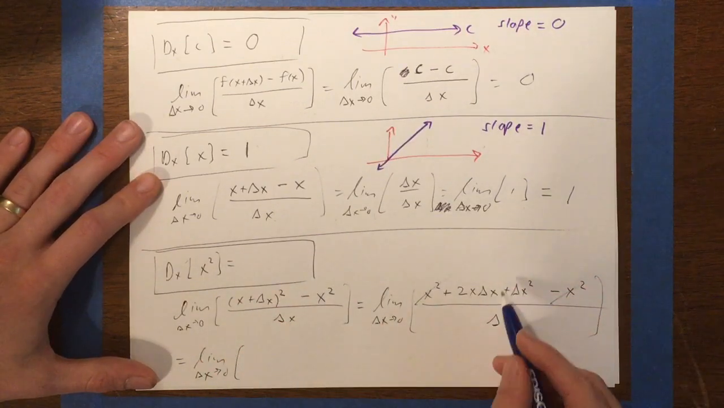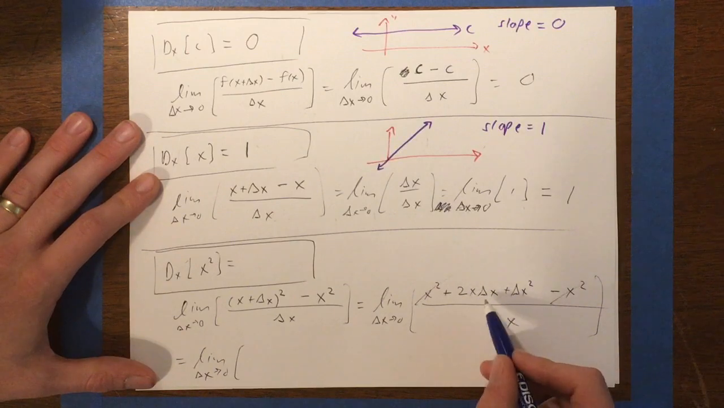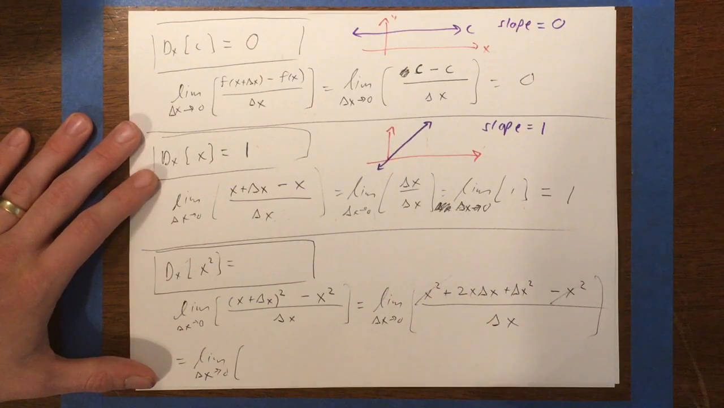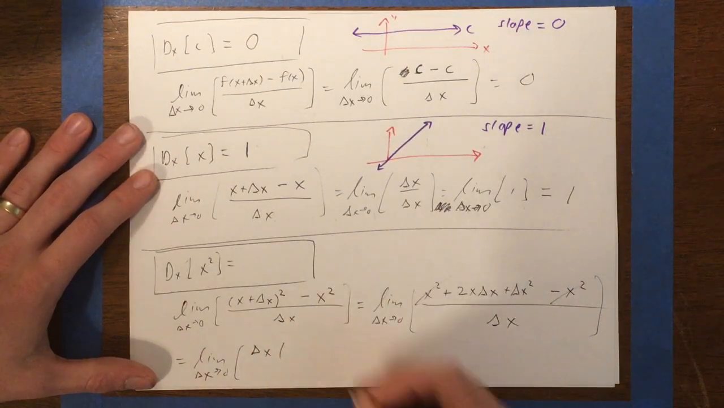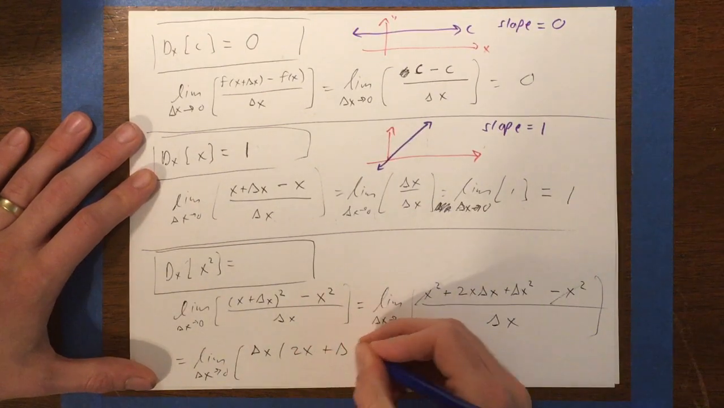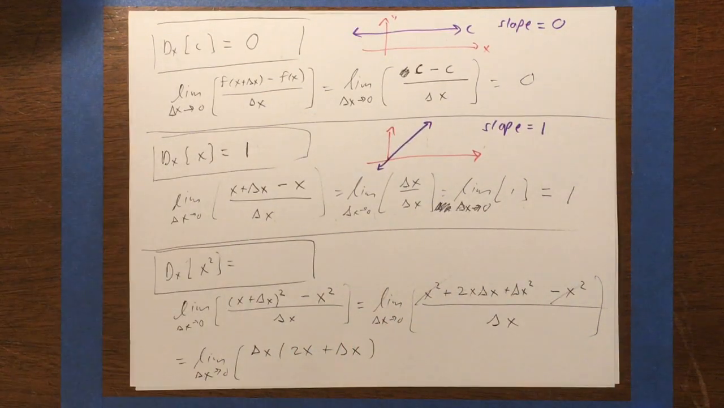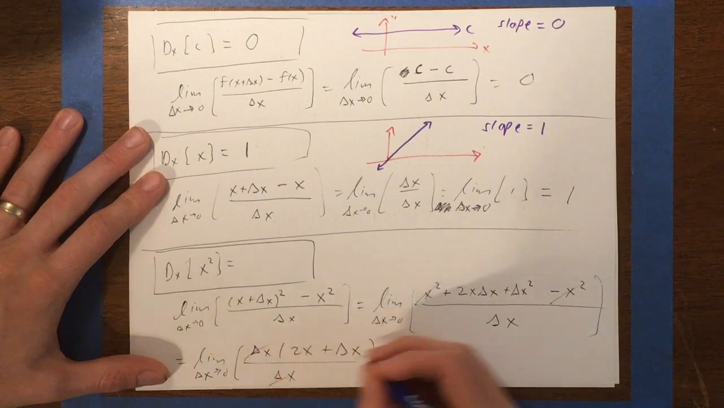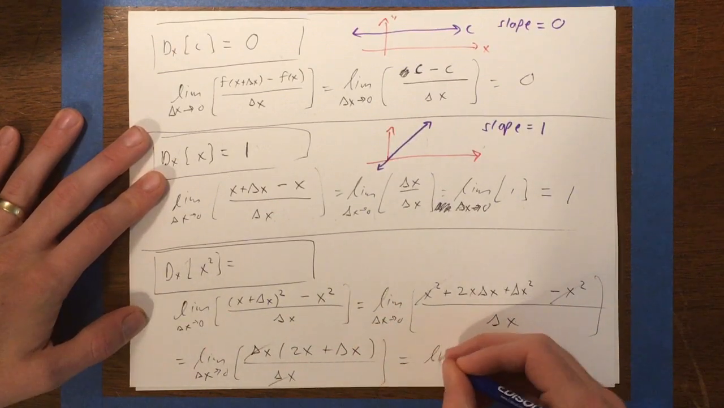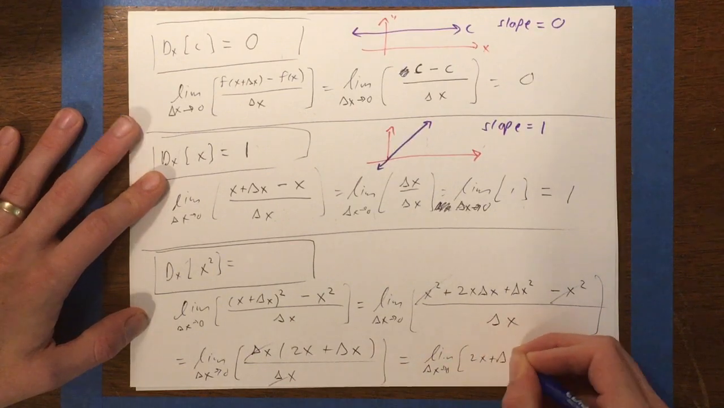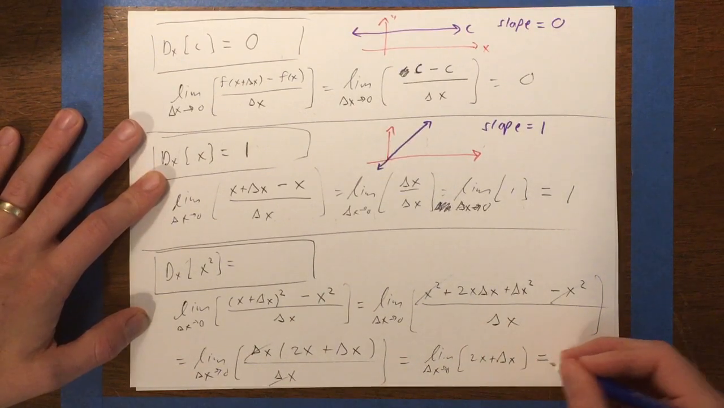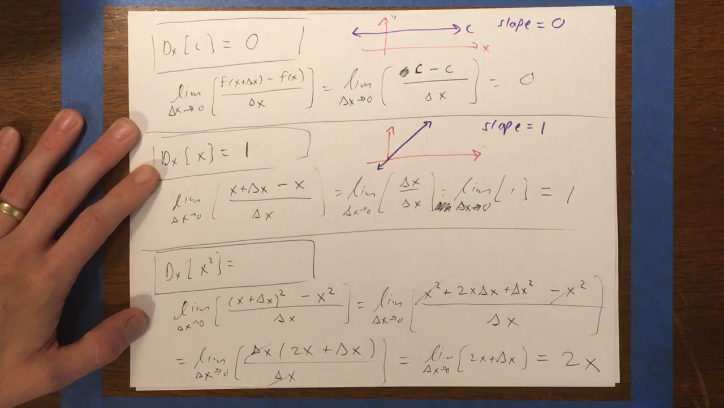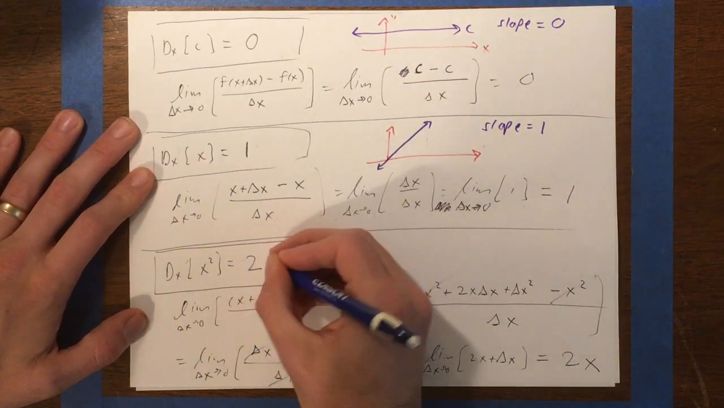And then for the remaining terms in the numerator, they all have at least one delta x factor, so we can factor that out, which leaves us, if we remove one delta x factor from each term after factoring out, with 2x plus delta x, still divided by delta x. Now these are common factors which cancel, and we're left with just the limit of 2x plus delta x, which as delta x approaches 0 is going to be 2x. So this function's derivative is 2x.